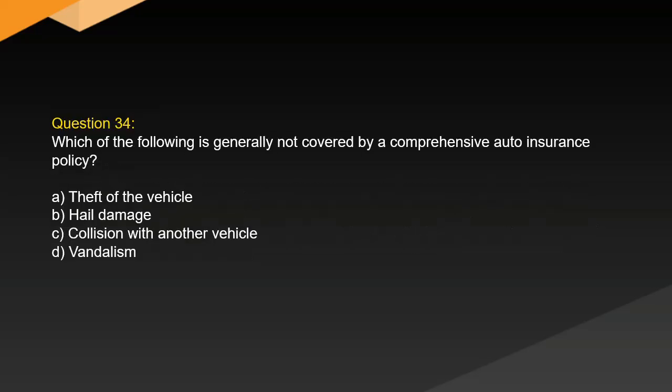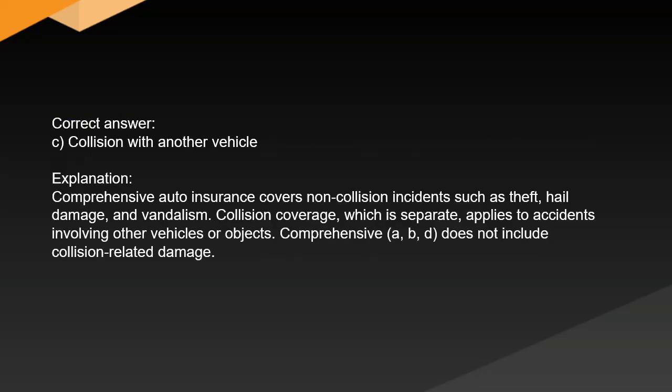Question 34. Which of the following is generally not covered by a comprehensive auto insurance policy? A. Theft of the vehicle. B. Hail damage. C. Collision with another vehicle. D. Vandalism. Correct answer. C. Collision with another vehicle. Explanation. Comprehensive auto insurance covers non-collision incidents such as theft, hail damage, and vandalism. Collision coverage, which is separate, applies to accidents involving other vehicles or objects. Comprehensive, A, B, D, does not include collision-related damage.